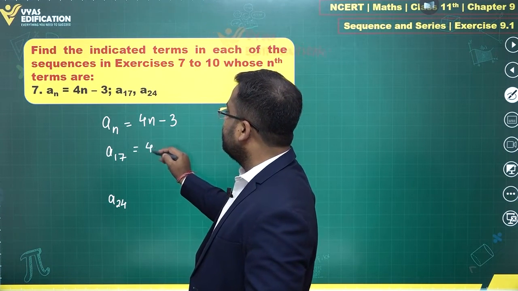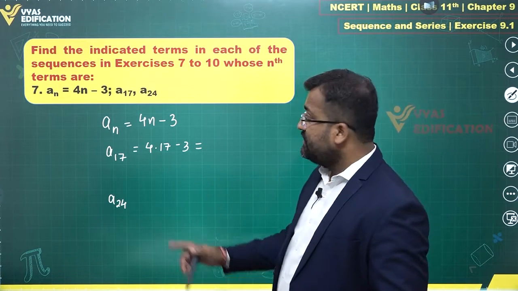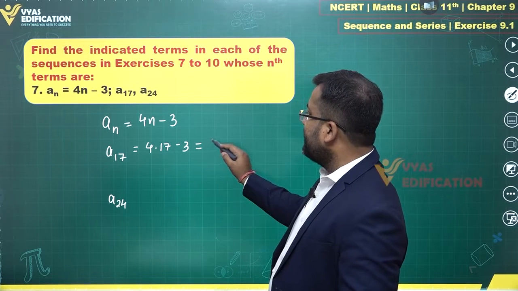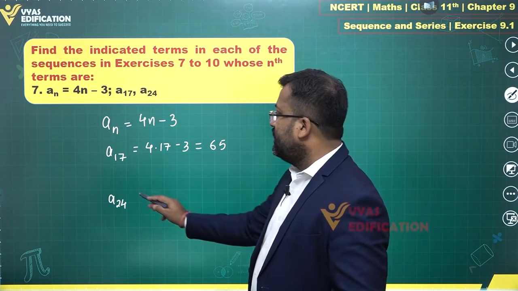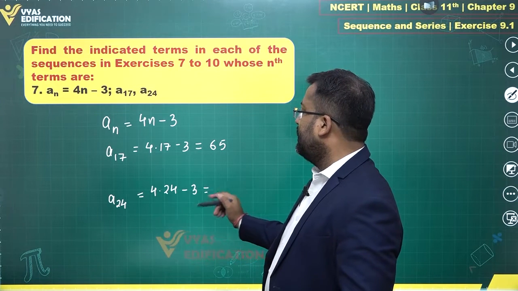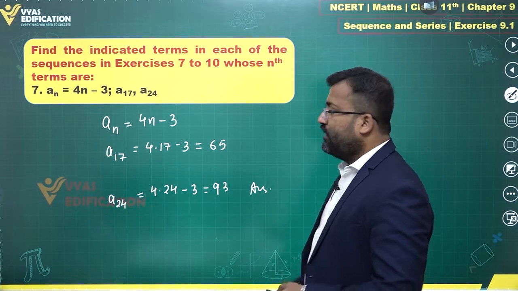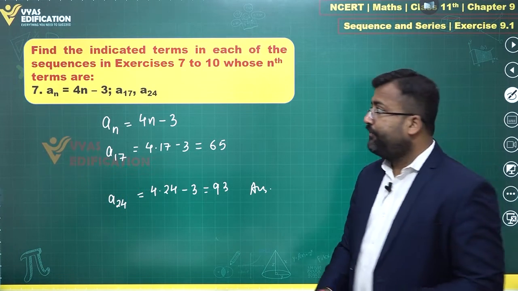What is A17? This is 4 times 17 minus 3. What is that equal to? This is 17 times 4 is 68 minus 3 will be 65. What is A24? This is 4 times 24 minus 3. That 96 minus 3 will be 93. That's my required answer for this question, as you can see over here.